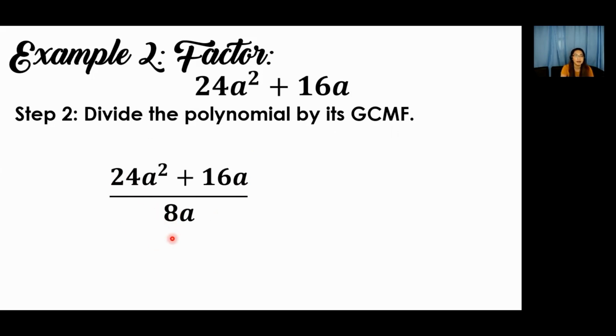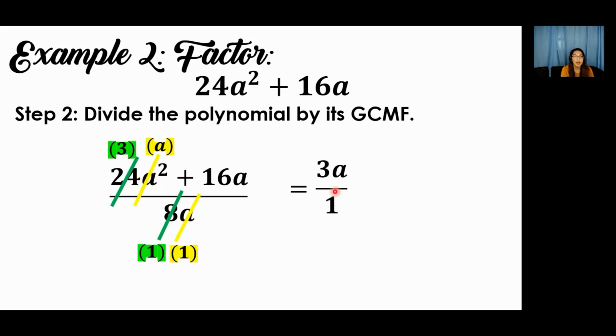24 divided by 8, that is 3. 8 divided by 8 is 1. Okay? A squared divided by A. So, that will be A. And then A divided by A is equals to 1. Now, we have to multiply 3 times A, that is 3A. 1 times 1, that is 1. Simplify this 3A divided by 1, that is equals to 3A.